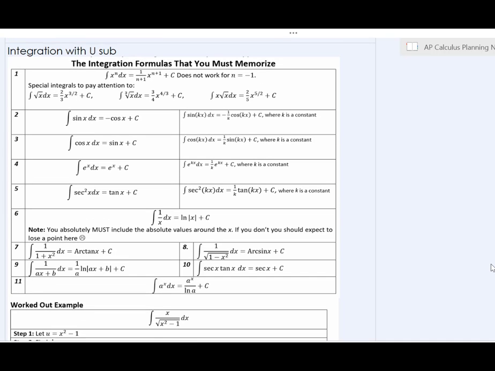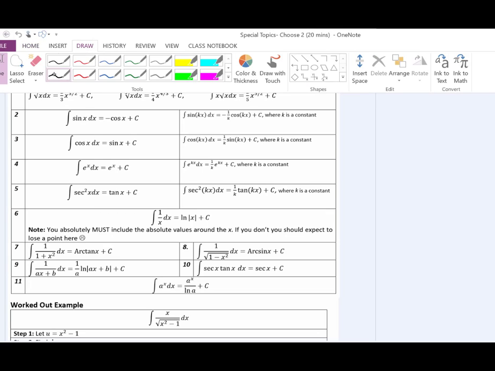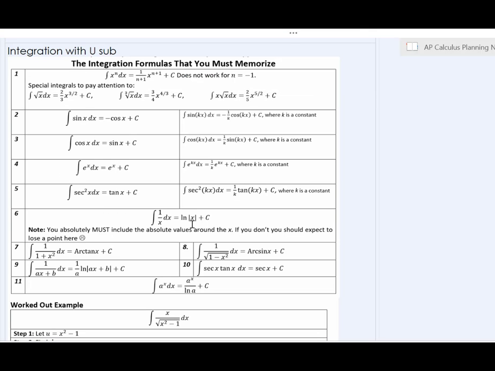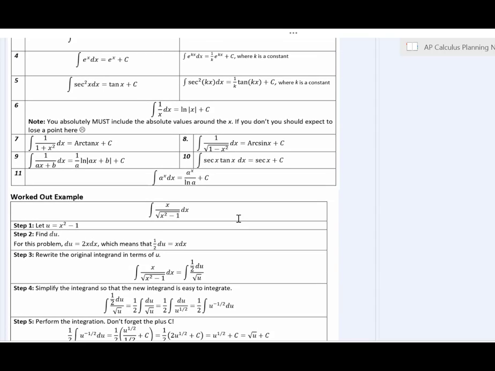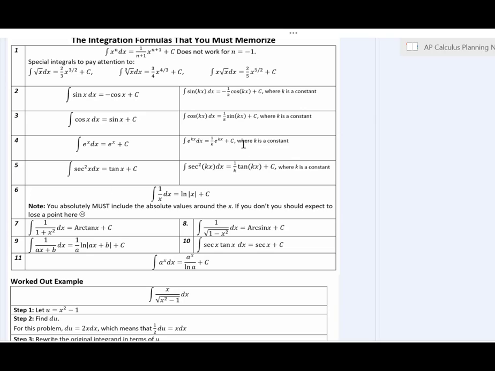We are going to be looking at some integration here. Level 1 is going to be basic integration, and level 2 is going to be using that U substitution. But we're all going to go over that U substitution together. So I have a worked out example and also some integrals that you have to memorize.